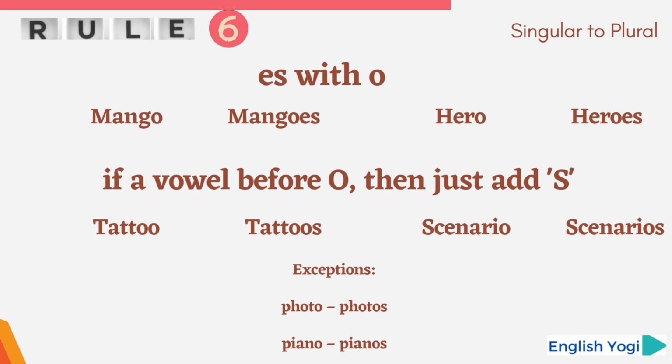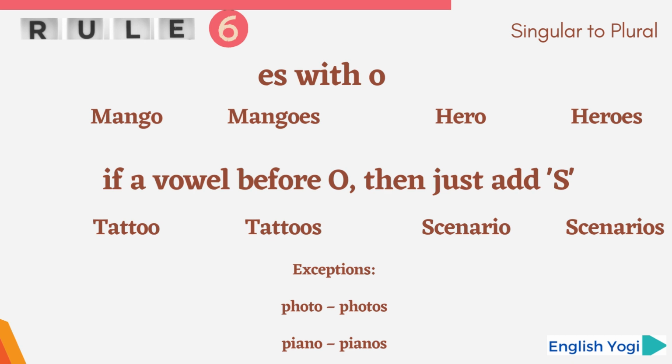For example, tattoo. Before o there is a vowel, so we will not use the rule of es. We will simply add s to make it plural. Similarly, scenario: before o there is a vowel, and the rule is that if there is a vowel before o, we add only s. So scenario becomes scenarios. There are certain exceptions. For example, photo becomes photos, and similarly piano becomes pianos.